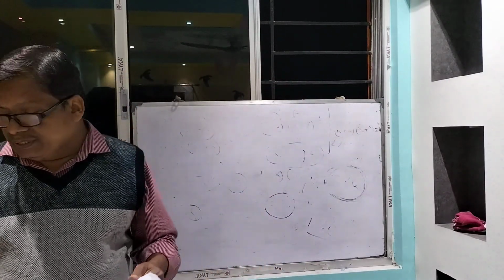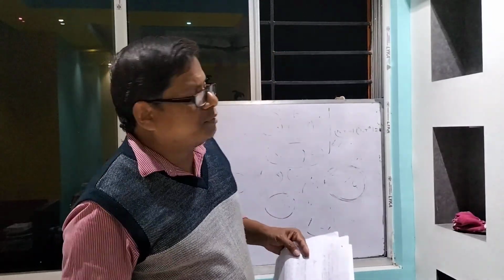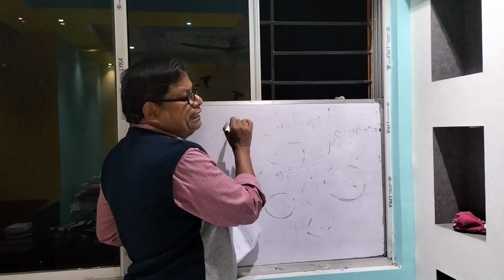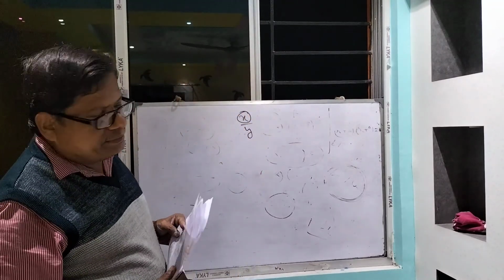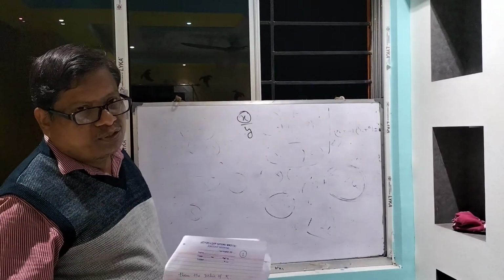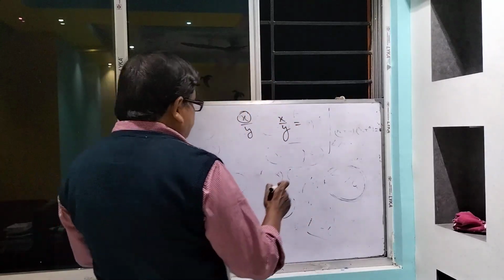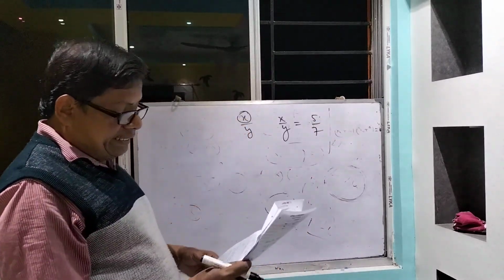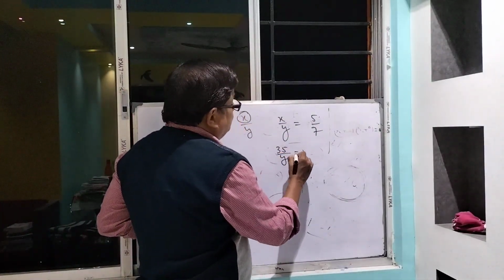Next one, from reciprocal proportion, a very easy sum. If the antecedent of the ratio 5 is to 7 is 35, then what is the consequent? In any ratio, suppose x by y, the numerator is known as the antecedent and the denominator is known as the consequent. Here x by y is given as 5 by 7, and the antecedent, the value of x, is given as 35. So 35 by y equal to 5 by 7.